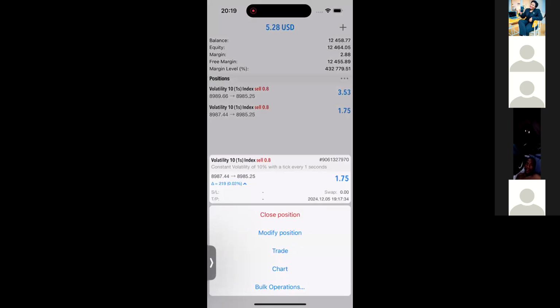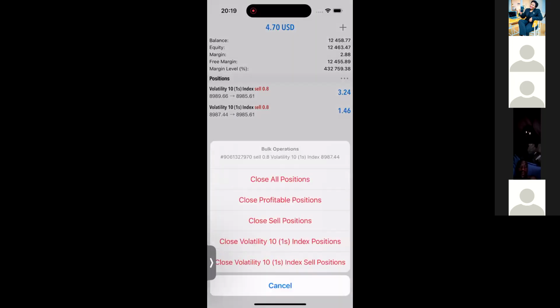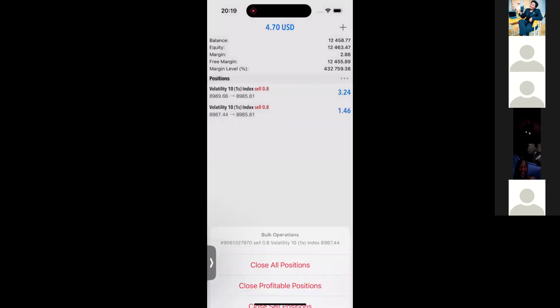When you click on that particular trade, it brings options for me: close position, modify position, trade, chart, bulk operation. If I want to close everything at once, my profit all at once, I can click on the bulk operation. It will close everything for me at once instead of closing it one by one like this. It will just close everything for me when I click on bulk operation, close all V10 positions.